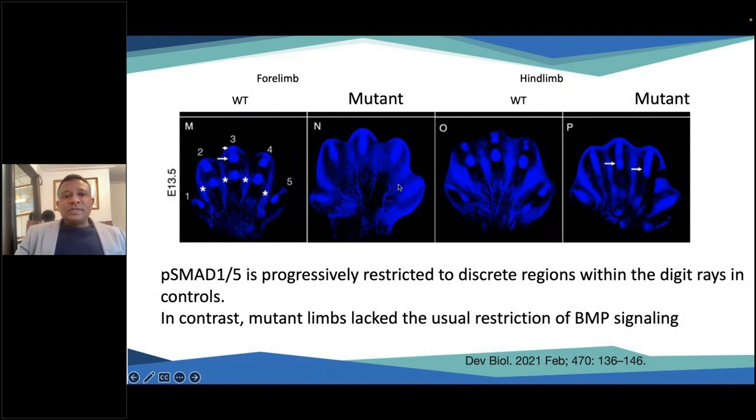And if you look at the mutant and you look at the immunohistochemistry distribution of the signal, when you look at it at E13.5 in the mouse embryo, you notice this very characteristic specification here, where you can see the interzones of the joint. And this is completely lost in the mutant. And again, in the hind limb, you see that nice specification here of signaling, which is again completely lost in the mutant. So this is signaling for phospho-SMAD 1 and 5, which in a typically normal situation is restricted to discrete regions within the digit ray. Whereas in the mutants, this whole normal distribution of the phospho-SMAD is lost.